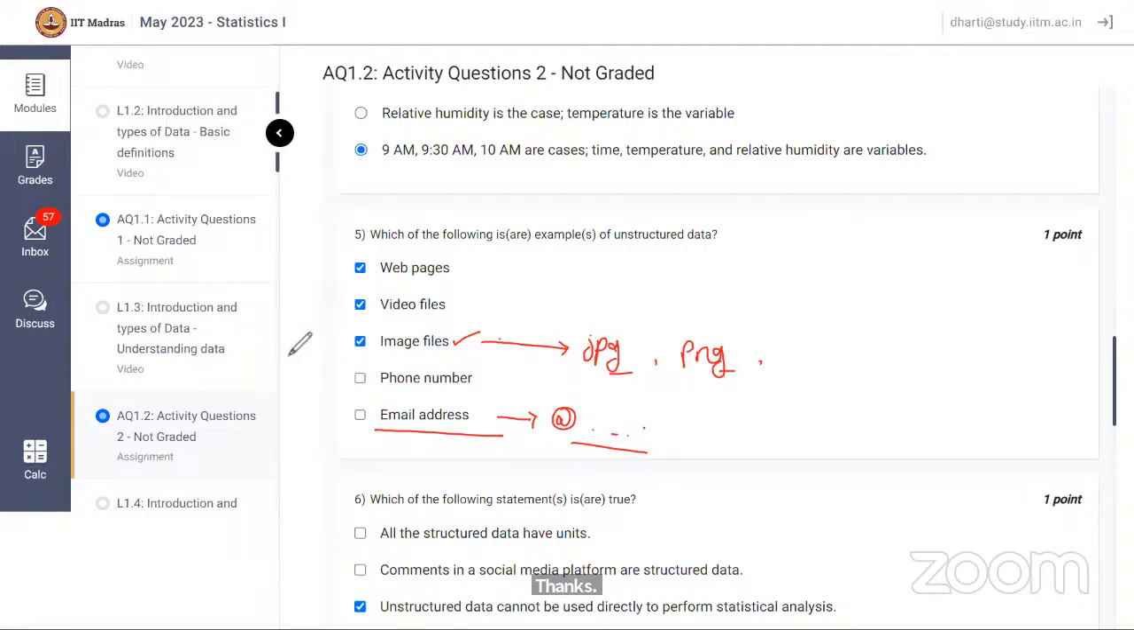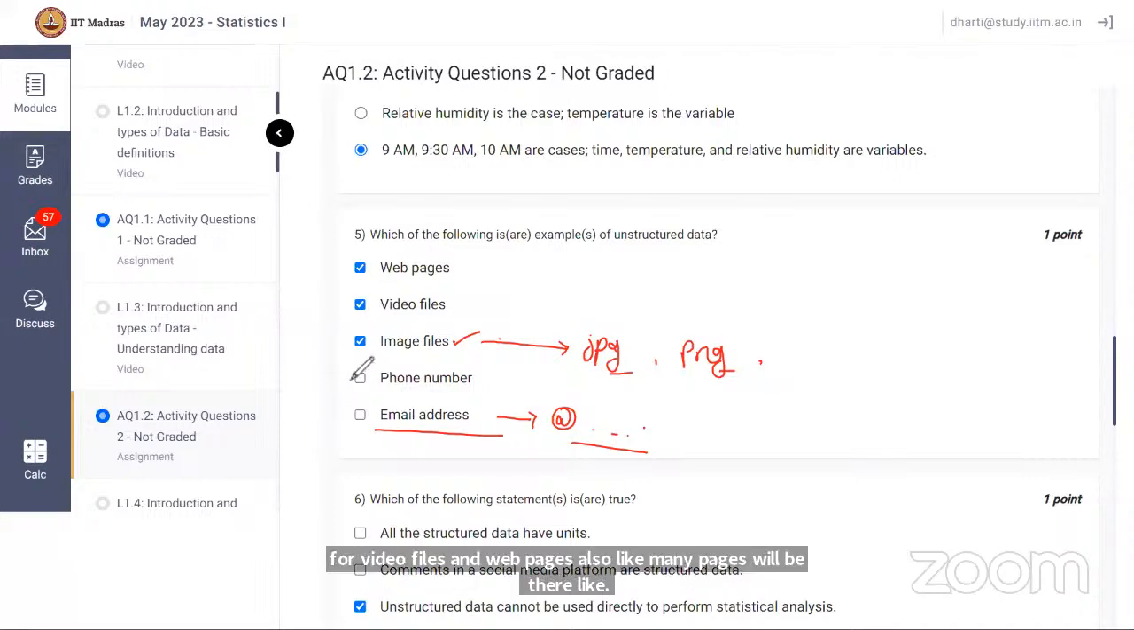Excuse me, madam. I think image files means a file contains various numbers of images. So it could be the size of the file, but an email address is one entity. And image files means there may be different images in the file. Similarly for video files and web pages also, many pages will be there. That's what I am thinking about structured data.